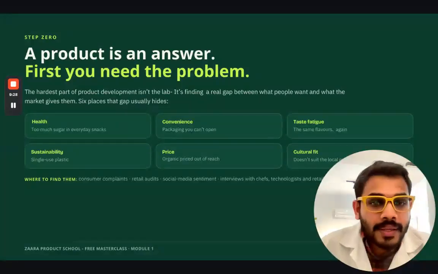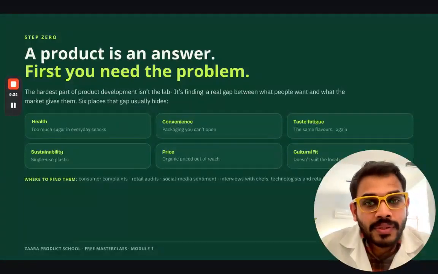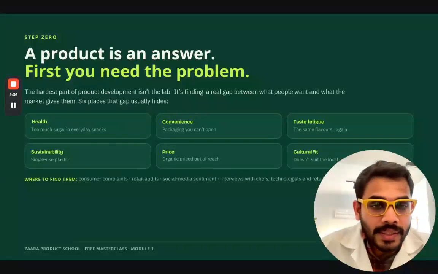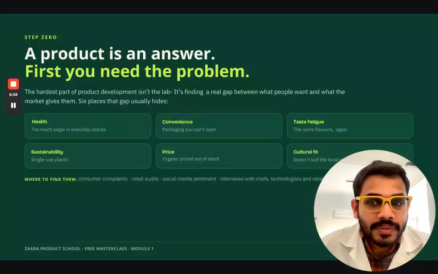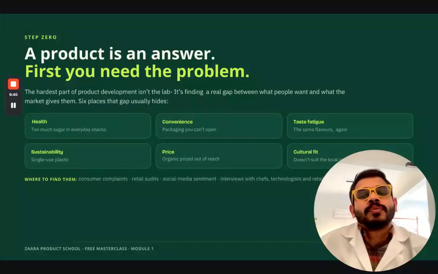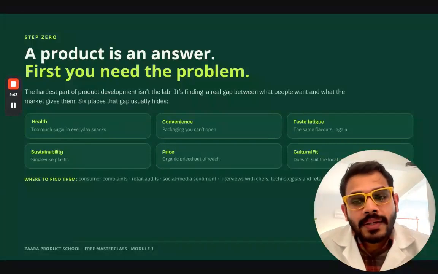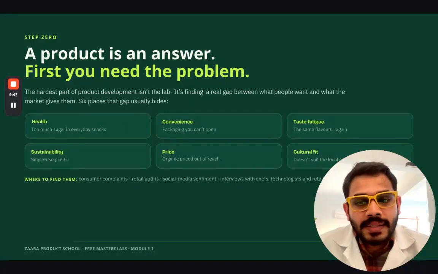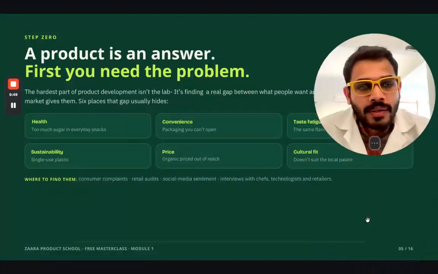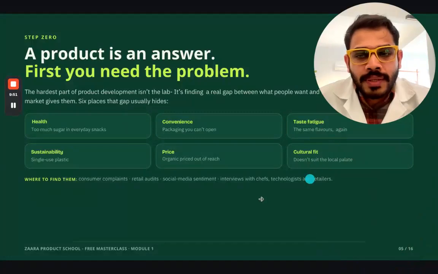Price, organic pricing, and outreach. The basic thing is that price is a very important aspect. So how can we mitigate the price when we use good quality ingredients in our products? And cultural fit. So these are the different problems in the market, and how we can find solutions to such problems. If you can see, analyzing the problem, the consumer complaints will be there.